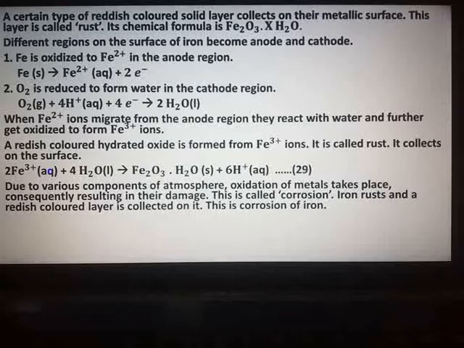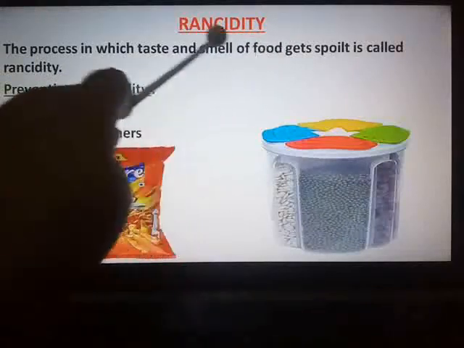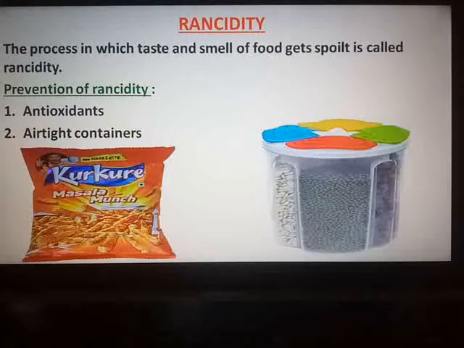The next topic is rancidity. Rancidity means what? When we use old leftover cooking oil for making any new foodstuffs, then what you see is that it is found to have a very dirty smell, and that is known as rancidity. So the process in which the taste and the smell of the food gets spoiled is called rancidity, and hence it is said, do not eat the oily foodstuffs from outside.